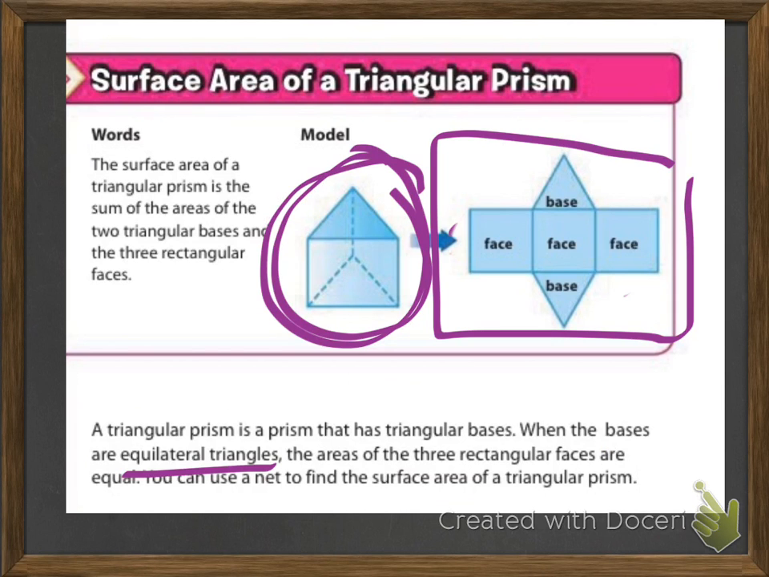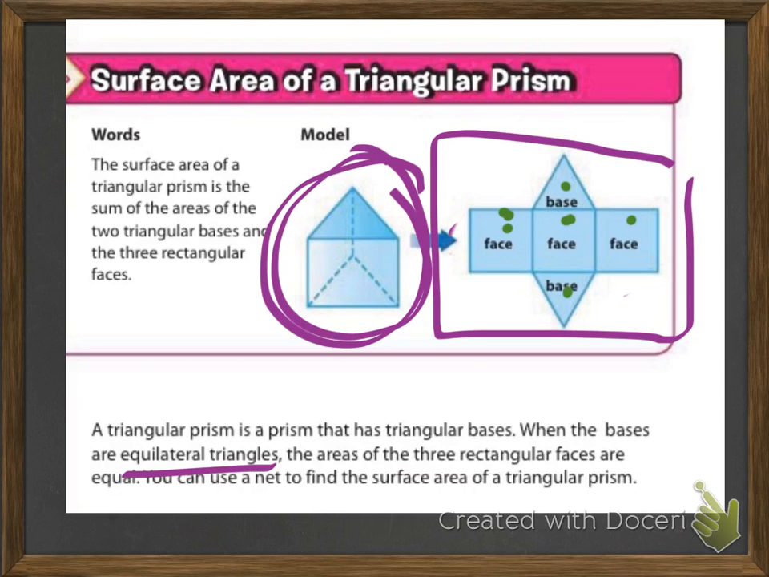All right, so it says surface area of a triangular prism. In words, the surface area of a triangular prism is the sum of the areas of the 2 triangular bases and the 3 rectangular faces. And so remember that when we're talking about a triangular prism, we have the 2 bases, which are each triangles, and that means that the other 3 sides would be rectangles. Now, the rectangles can sometimes be equal, but most times they're not. Most times we're going to have 3 different sized rectangles like we did in that last example.